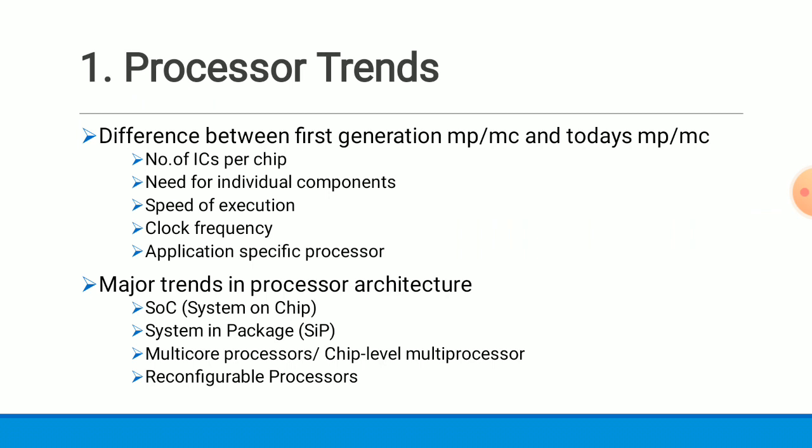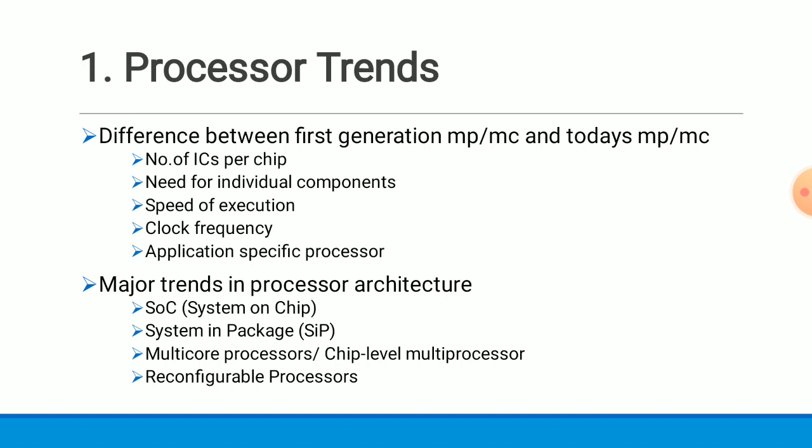Some of the differences between the first generation of microprocessor or microcontroller and today's are, first, the number of ICs per chip. In first generation microprocessors or microcontrollers, we used a few ICs per chip, but today's VLSI technology can pack tens of thousands of ICs per processor. Second is the need for individual components. In older systems, all components were externally interfaced to the microprocessor or microcontroller, but nowadays all the components are on the same chip of the processor.